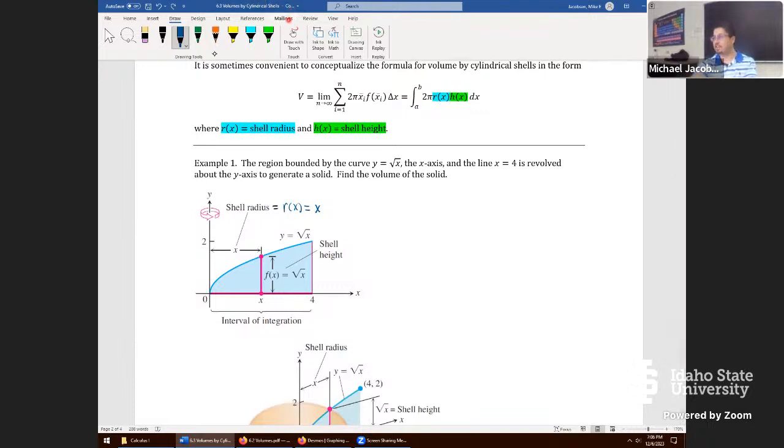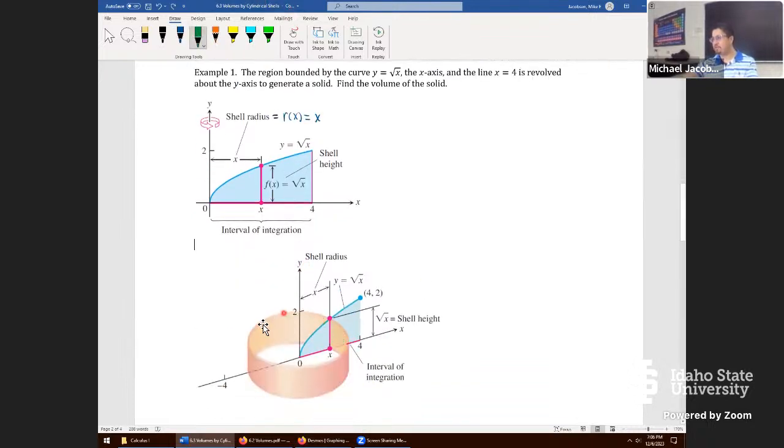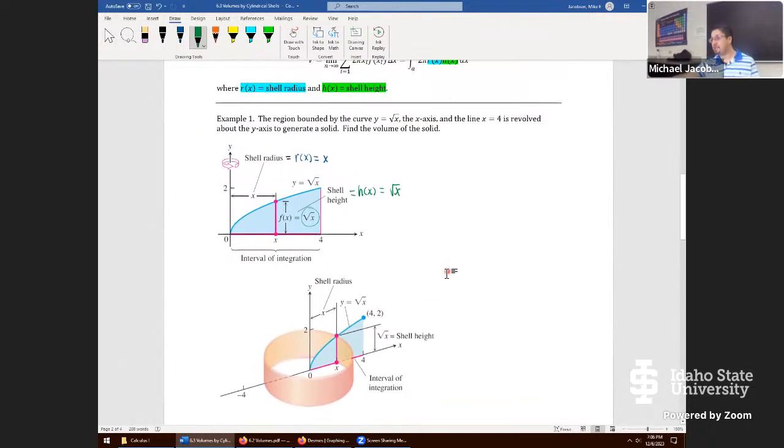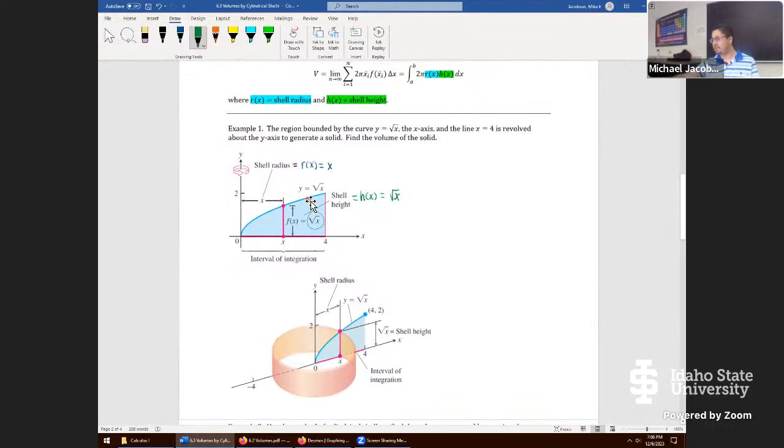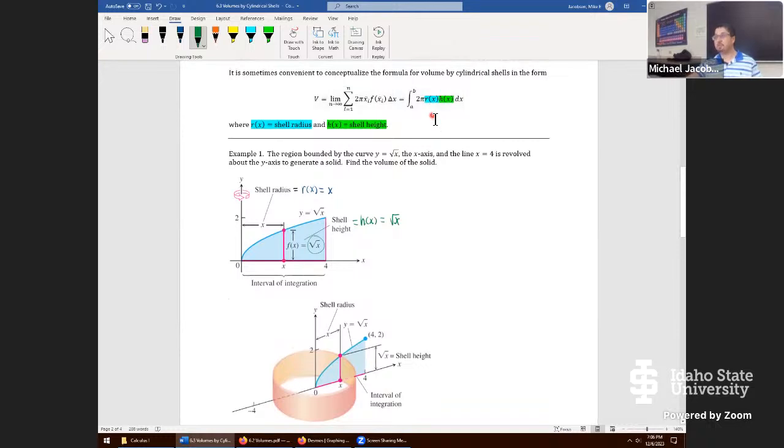Okay, then the height of the shell, we can see it down here where it's visualized a little bit better. But the punchline is, it's just going to be the function itself that's giving you the height in this particular diagram. So the shell height, which we call h of x, is just the function itself, square root x. So with those two pieces of information, we're ready now to get the full exact volume of this thing when it's rotated about the y-axis. We'll just use this formula right above. Any questions or comments, folks, before we start this integration?